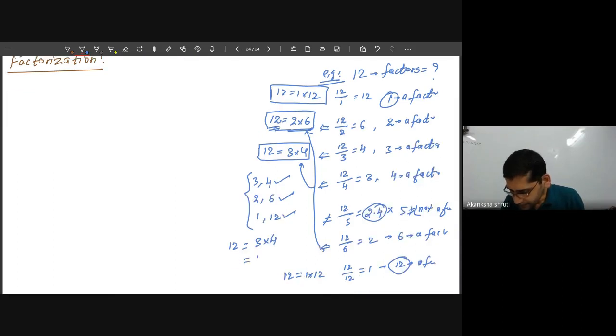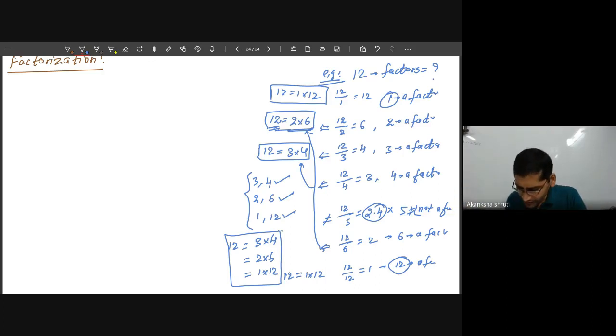Or the same is 2 into 6. Or the same is 1 into 12. Okay, student? 1 into 12 or 12 into 1 mean the same. 3 into 4 or 4 into 3 mean the same. 2 into 6 or 6 into 2 mean the same. This rule is called commutative, meaning order can be changed.